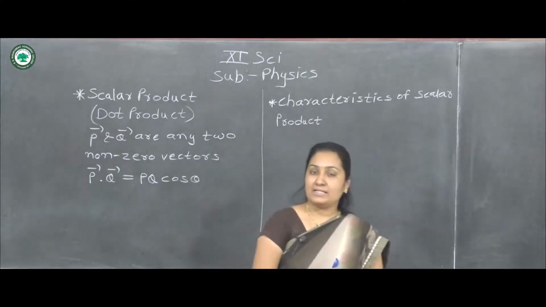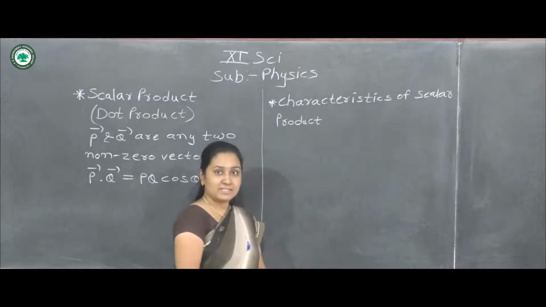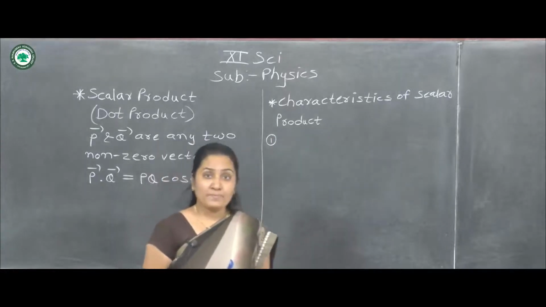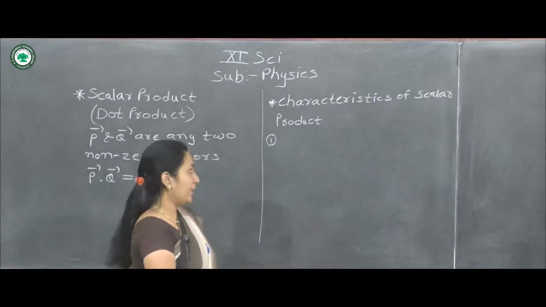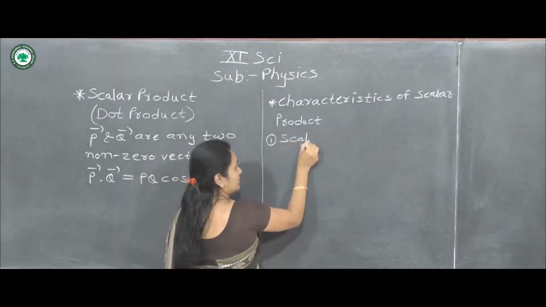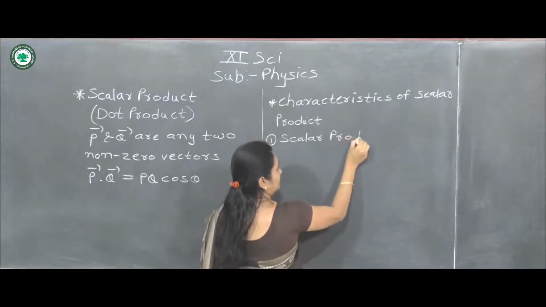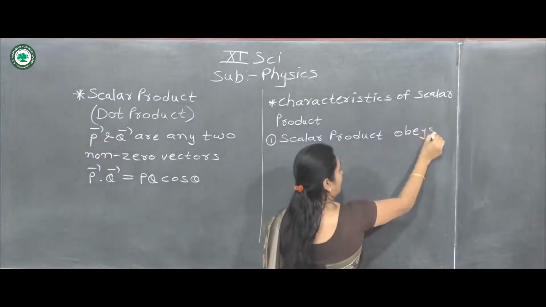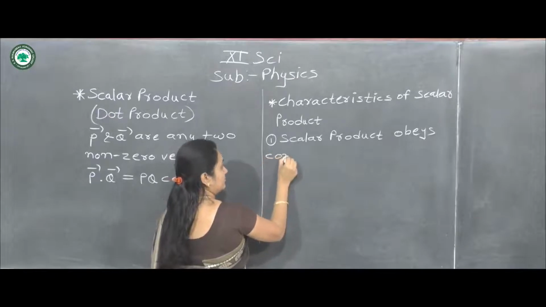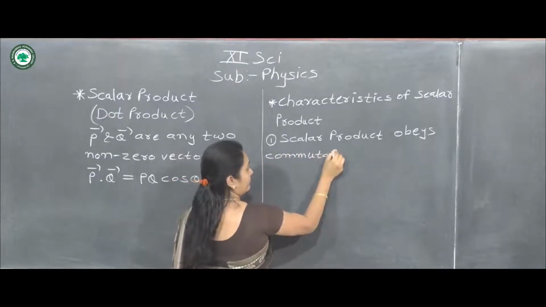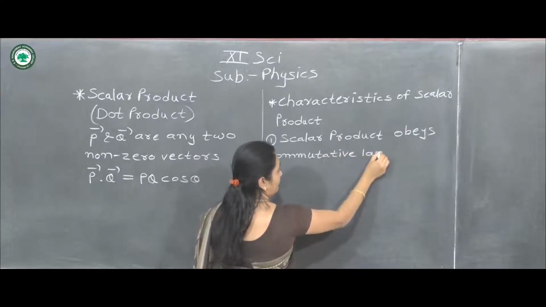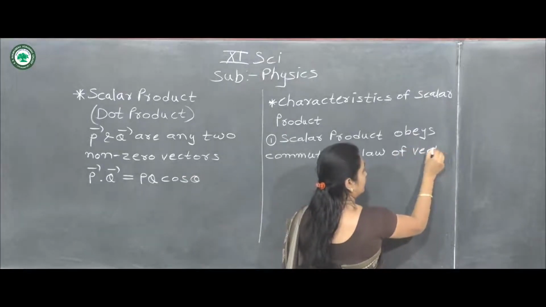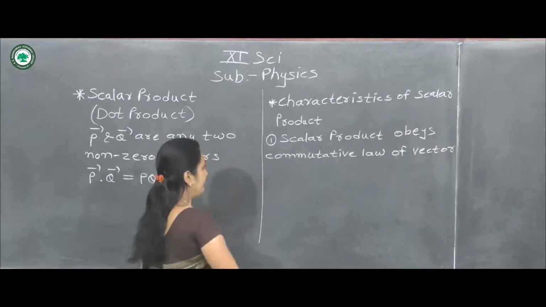Now there are different characteristics of scalar product, out of which the first characteristic is that the scalar product obeys the commutative law of vector multiplication.